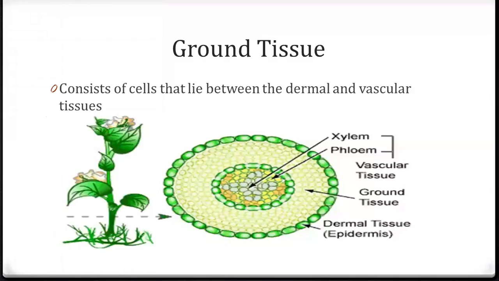Okay, ground tissue is the tissue that lays in between the epidermis, the outer layer, and the inner layer, which has the vascular tissue.